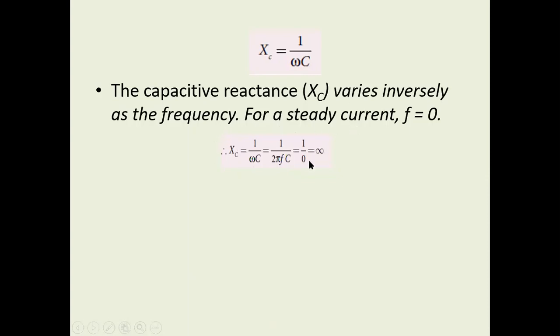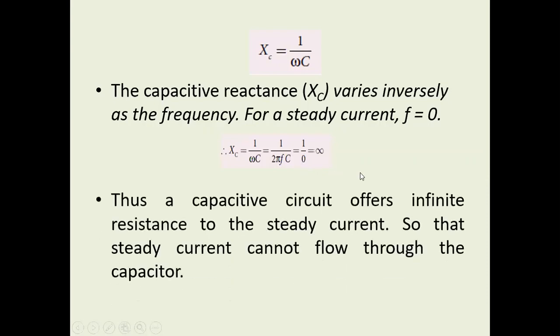But for a DC circuit, the frequency is zero. That is, for DC current, the frequency is zero. So applying the frequency as zero, you get 1 by 0. 1 by 0 is equal to infinity. So a capacitive circuit offers infinite resistance to the steady current.